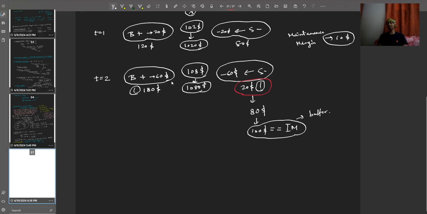Now the seller may choose that they do not want to stay in the contract anymore. In that case, whatever losses are there, the seller has to bear and get out of the contract and close it. If there are some extra losses, that also has to be paid by the seller to get out of this contract. Otherwise, if the seller wants to remain in this contract, the seller has to pay $80 at this stage. This is the requirement. So this phenomenon is called margin call.